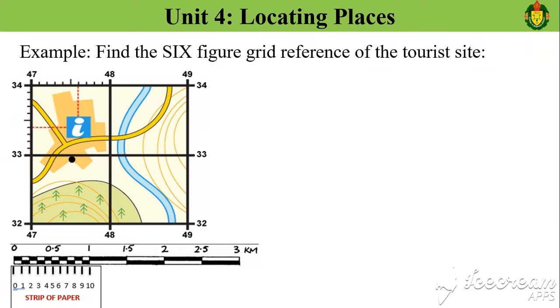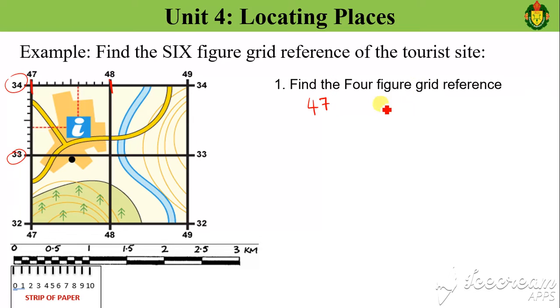So let's look at this example. We're finding the 6-figure grid reference for the tourist site. So the first thing is that we have to figure out the 4-figure grid reference. So we know that we're working with our eastern here between 47 and 48. Has it passed 48? No. Has it passed 47? Yes. So we would have 47, and we're working with 33 and 34. Has it passed 34? No. Has it passed 33? Yes. So this would be our 4-figure for the tourist site.